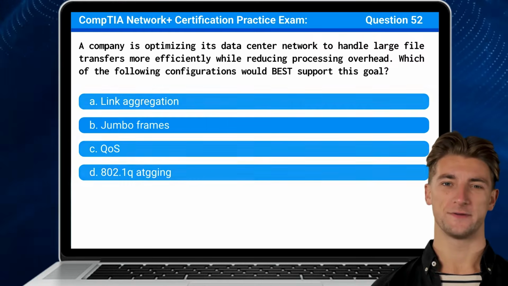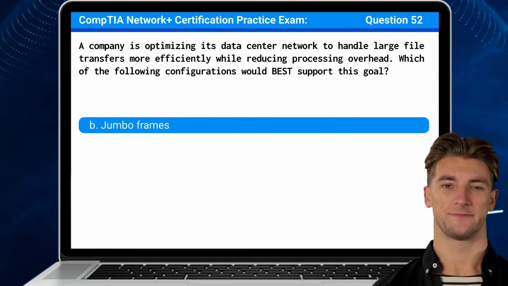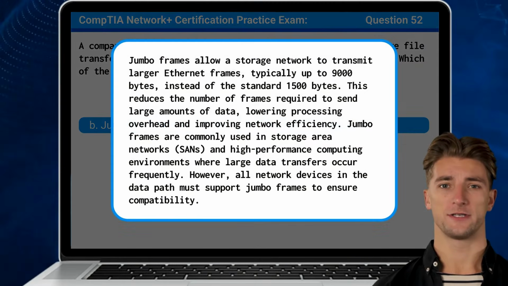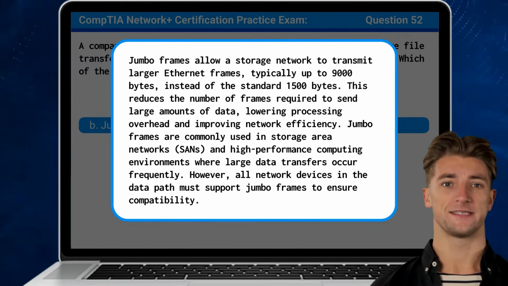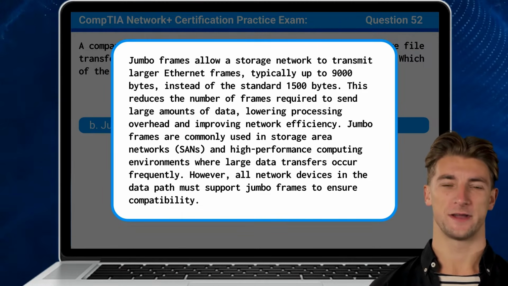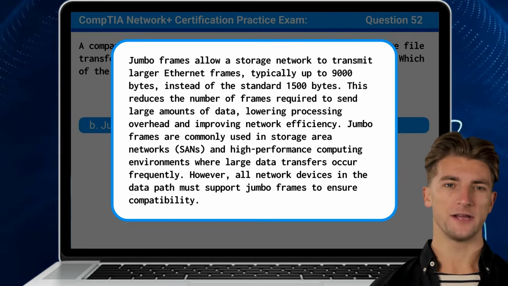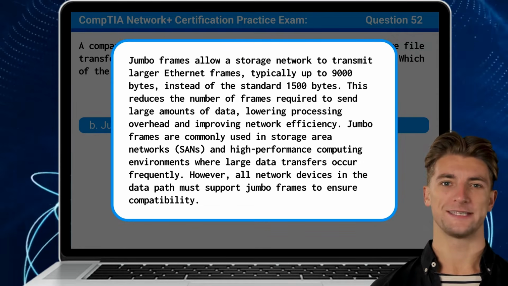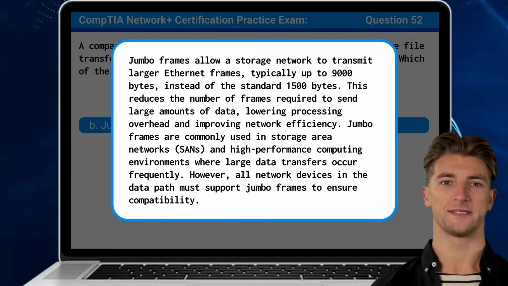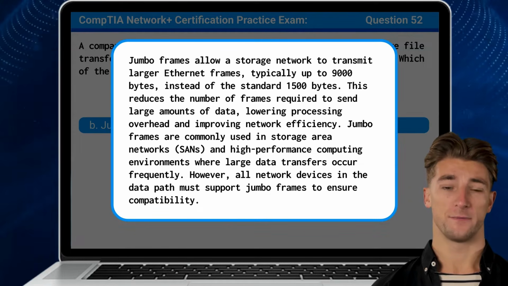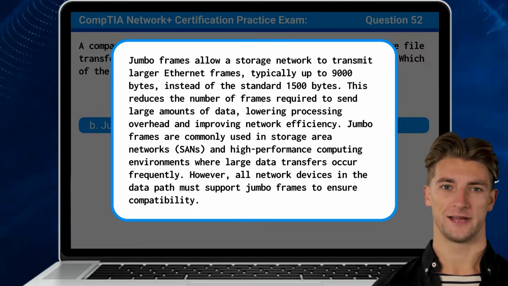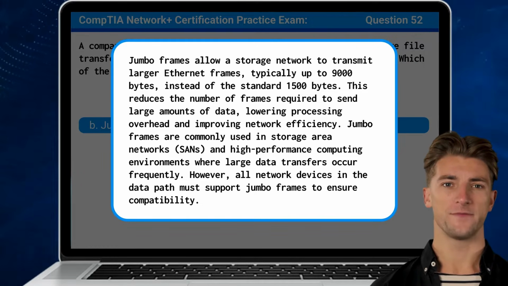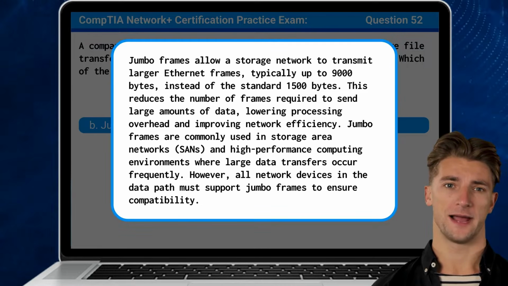The answer is B. Jumbo frames. Jumbo frames allow a storage network to transmit larger Ethernet frames, typically up to 9,000 bytes, instead of the standard 1,500 bytes. This reduces the number of frames required to send large amounts of data, lowering processing overhead and improving network efficiency. Jumbo frames are commonly used in storage area networks and high-performance computing environments where large data transfers occur frequently. However, all network devices in the data path must support jumbo frames to ensure compatibility.